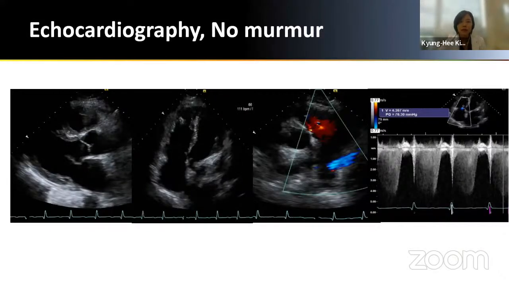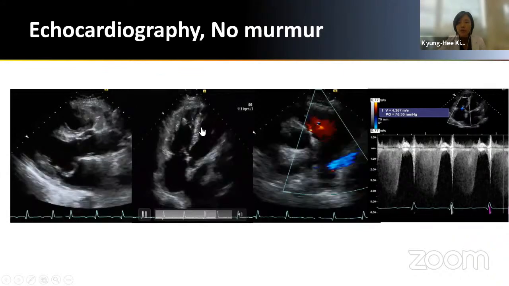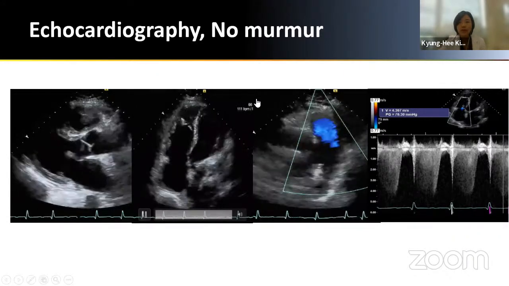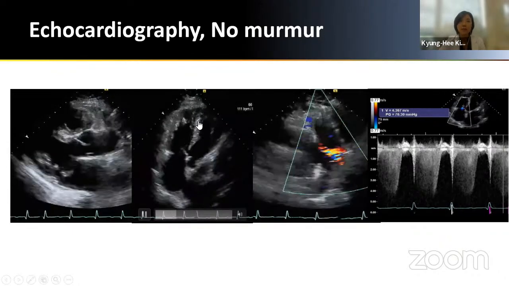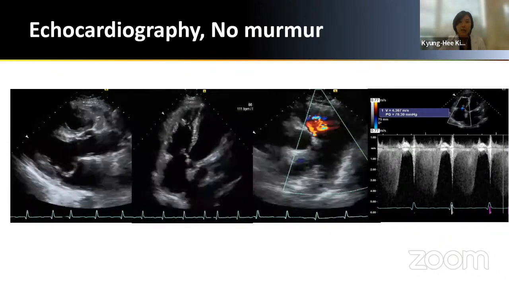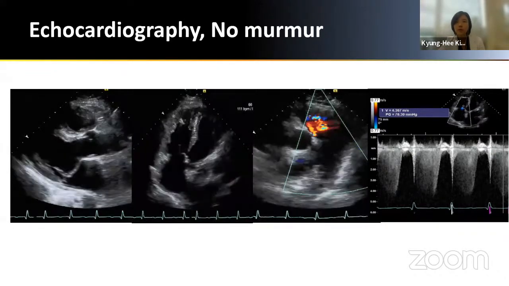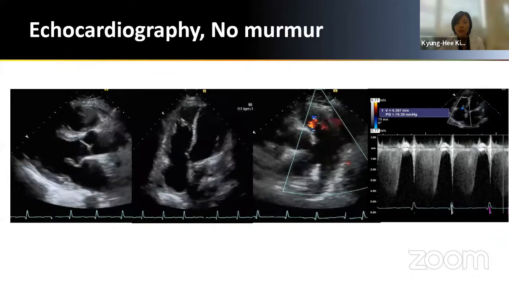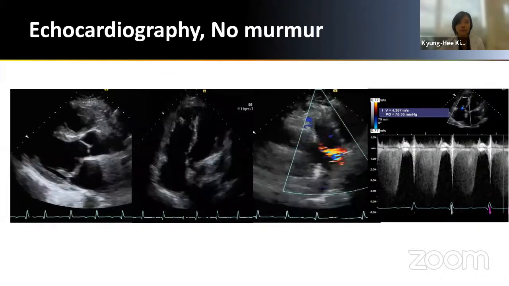The echocardiography shows decreased RV function, but not dilated. And there were no shunts. At first, PAP was very high. There was no murmur, and ultrasound shows no shunt. So of course, I suspected pulmonary embolism and did the CT first.